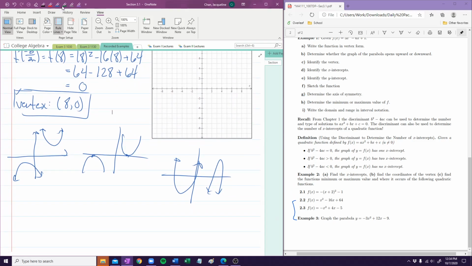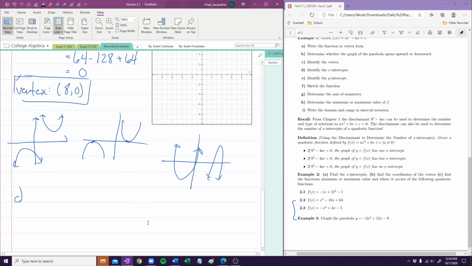Right. So now we're going to do the final part, which is C, and it says find the function's minimum or maximum value and where it occurs. So first we want to find, is this a minimum or a maximum? In order to do that, we have to look at our a. In our case, our a is equal to 1. 1 is greater than 0. Since it's greater than 0, what does that mean? That means our graph is going to point upwards. Since it's not negative, there is no reflection.